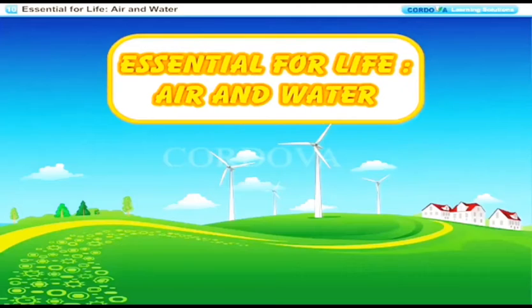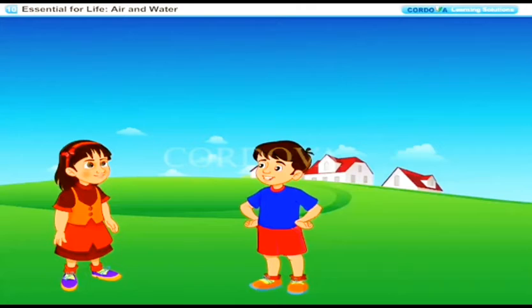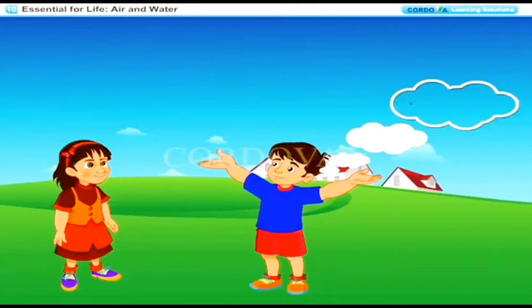Chapter 10. Essential for life, air and water. Air. We know that air is present all around us. We cannot see or smell air, but we can feel its presence when it moves. Air is essential for life. We use it to breathe.